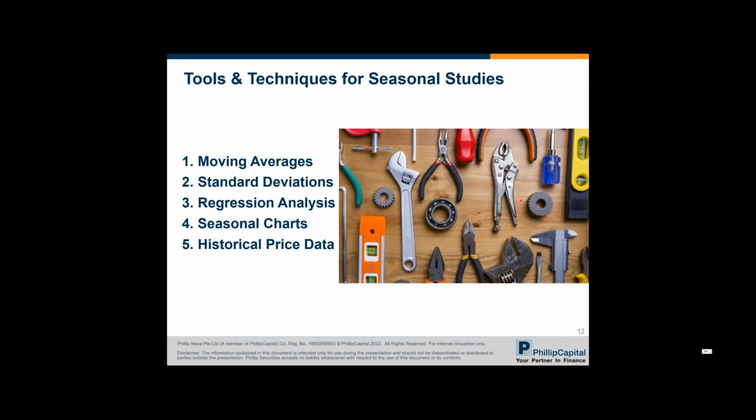As mentioned, there are a variety of tools and techniques that can be used to identify seasonal patterns in the futures market. And some of these tools and techniques are as follows. Firstly, we have the moving average. Moving average is commonly used by those who are well aware of technical analysis or using of charts to trade. And it involves calculating the average price of the market over a specific time frame, such as 10 days, 20 days, 50 days, or 50 weeks. Of course, some commonly used moving averages are the 50 days, the 200 days, or the 250 days moving average.